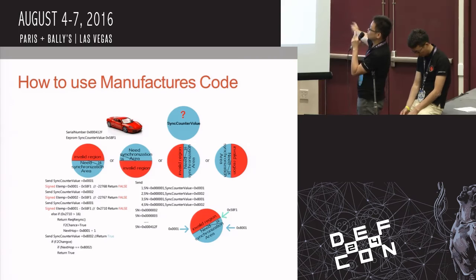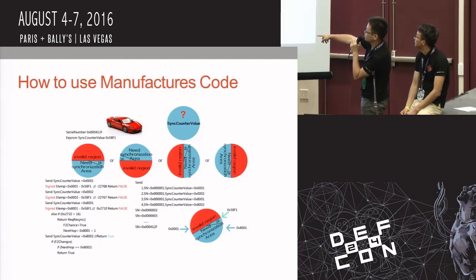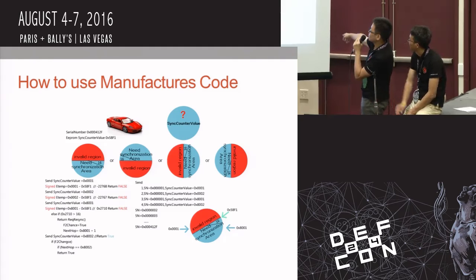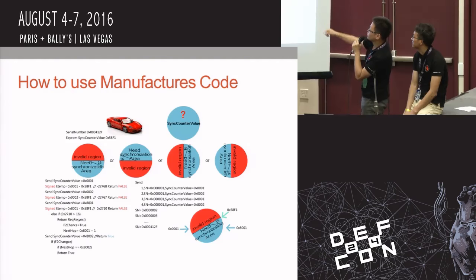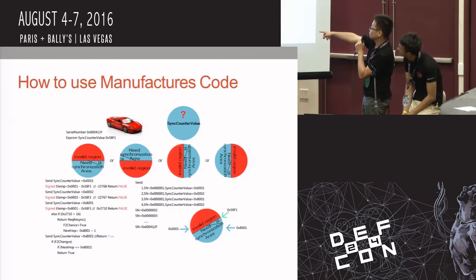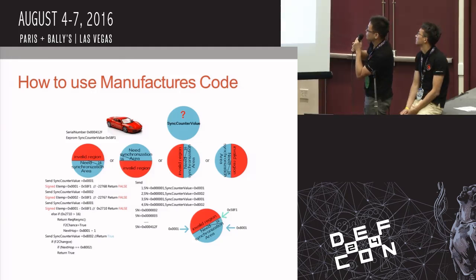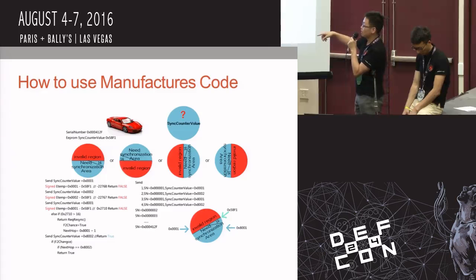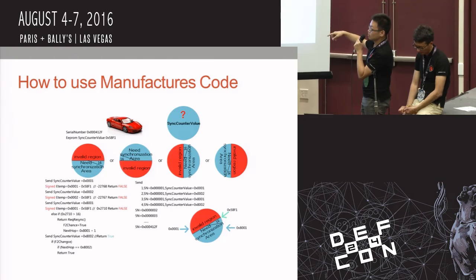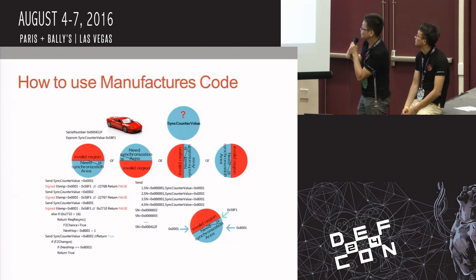So we try the next part. Next we try 8001. Now the car will go to resynchronize. Then we send the next sync control value, 8002, and it will return true. So if the function code we send is open the door, we could use this to open a car. So you understand?